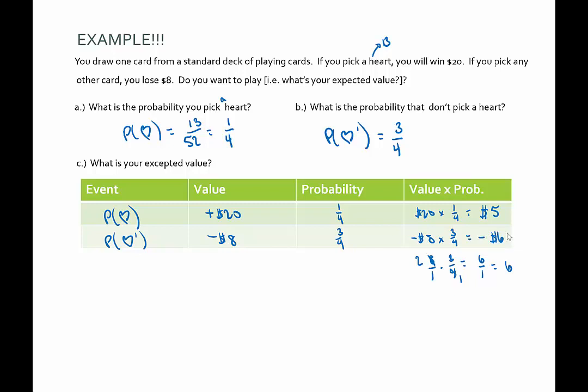Then finally, the expected value, we're going to add that final column. I'm going to do that positive 5 plus that negative 6. And it looks like we are expected to lose $1 on this, which isn't as bad, right? This is a better game. We're getting better. Still, it's not to our advantage to play this game. In the long run, we are going to lose money.